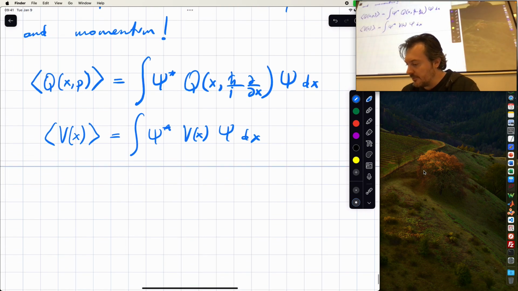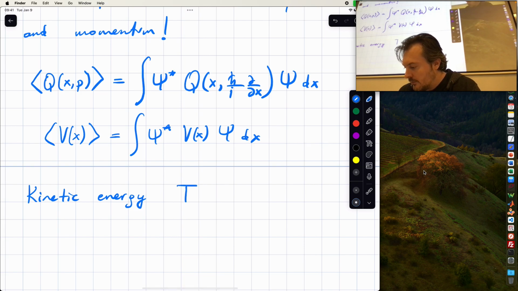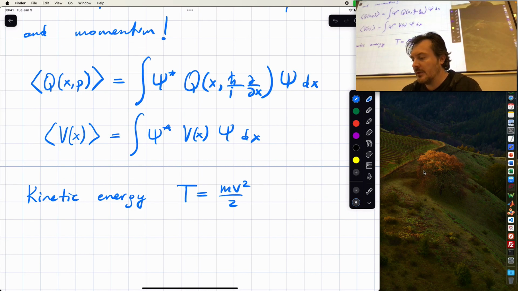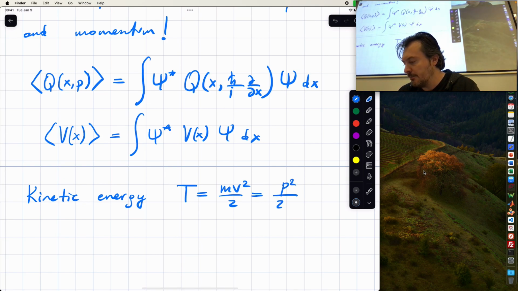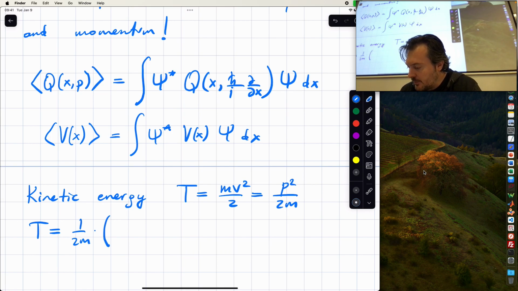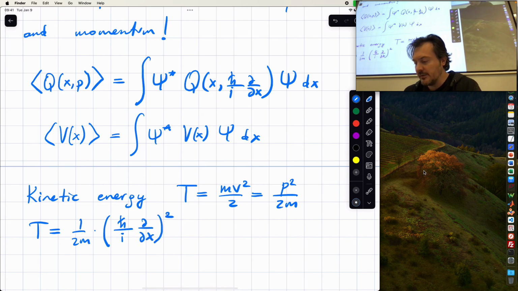How about kinetic energy? Do you remember kinetic energy? So you might write it like this, right? But there is a problem here. What is the problem? We want to represent it in terms of momentum and position. So let's go with p squared over 2m. Did it make sense? Yes? So this implies that the operator should be 1 over 2m times, wherever you see p, you just write h bar over i, del over del x, and then you square it.